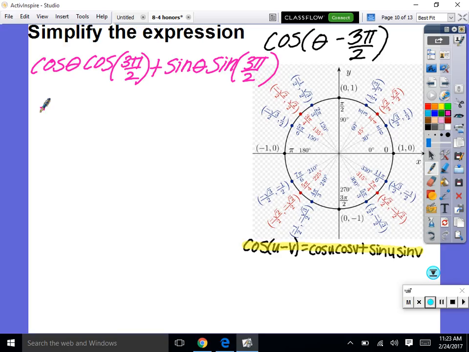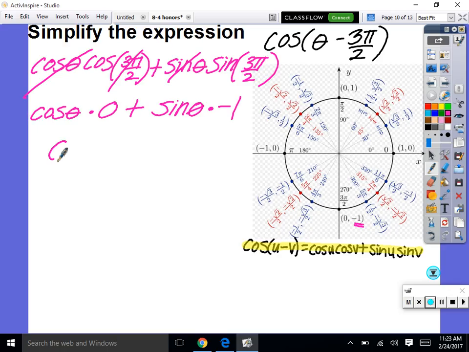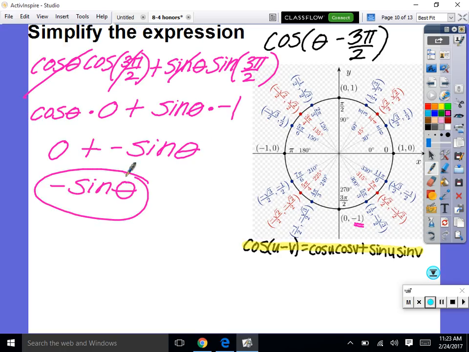Cosine theta doesn't simplify. Cosine at 3 pi halves is 0, isn't it? So times 0 plus, I'm showing my work, sine of theta doesn't simplify. And then sine at 3 pi halves is times negative 1. Isn't sine at 3 pi halves negative 1? So that's 0 times cosine, which is 0. So we have 0 plus sine times negative 1 is negative sine of theta. So negative sine of theta would be our simplified answer. That's actually a really good one you could see on the ACT.